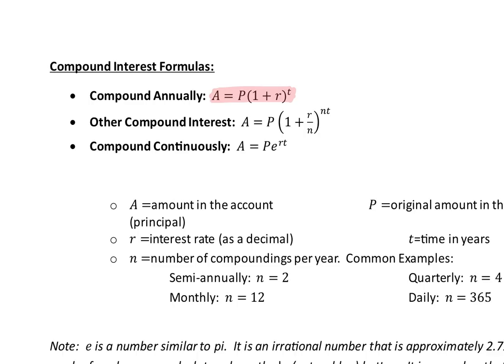Our other compound interest formula is going to be used if we compound several times a year, and it can vary depending on how many times per year we're going to compound. But basically what we're going to do is take our compound annual formula, and instead of 1 plus R, we're going to do 1 plus R over N. And we are going to change our exponent from just a t to an nt. And I'll explain what all these variables mean in a minute.